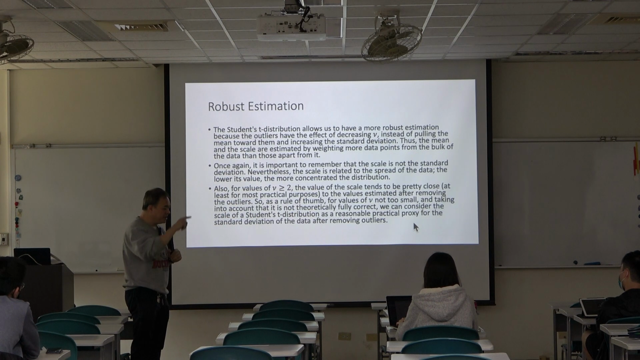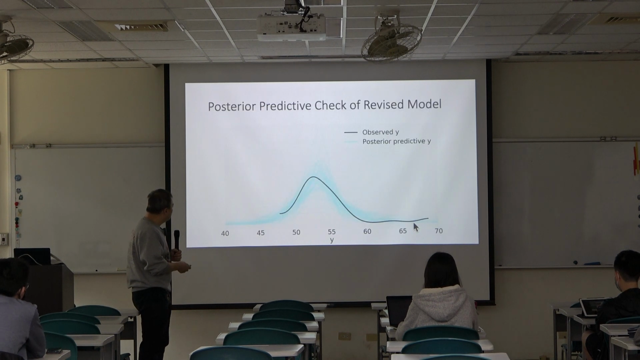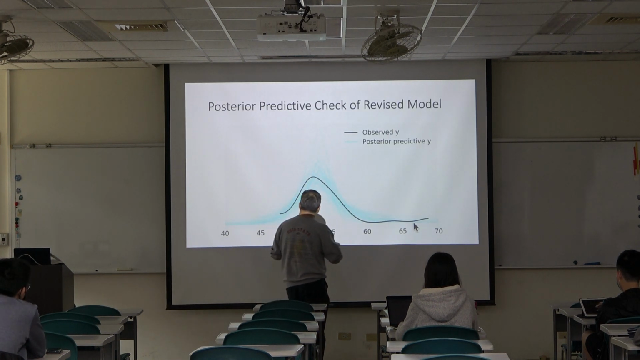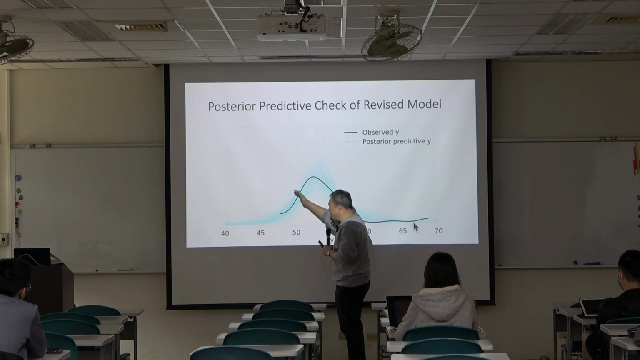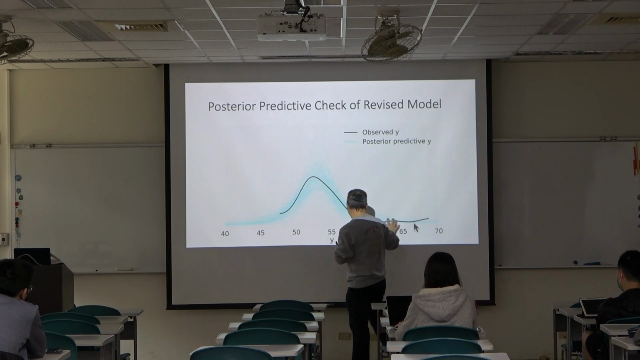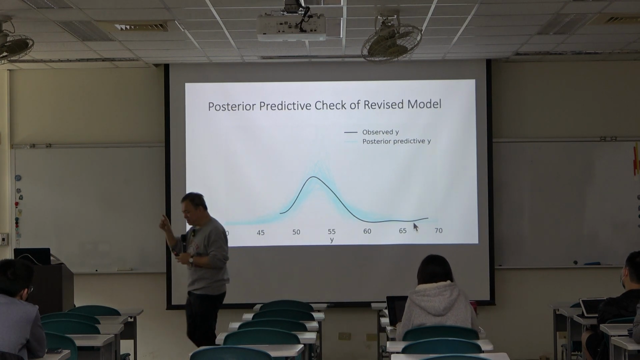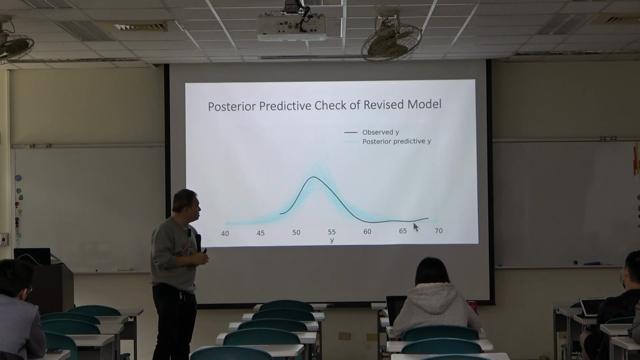That outlier only affects the value of v, or nu, in the student t distribution, which is good. The mean and the scale are estimated by weighting more data points from the bulk of the data than those apart from it. So the scale is closer to the standard deviation, more from the data here. The outliers only affect the nu in the student t distribution.